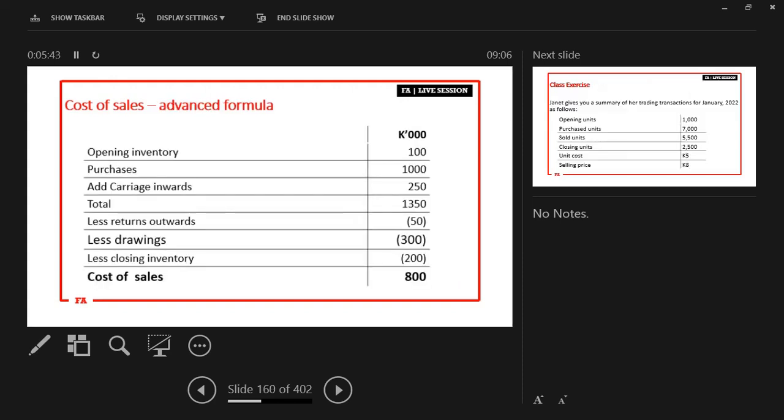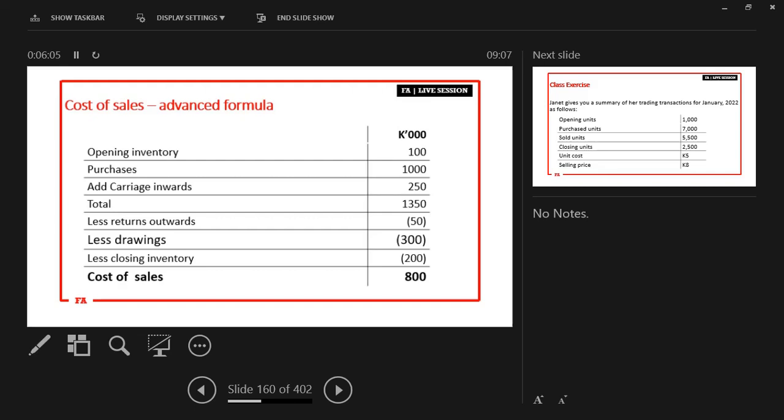Okay, so I think I had a question or so, but let me proceed to the formula that looks a bit populated. So we are introducing now, in this formula, other items. What other item are we introducing? The first one is carriage inwards. Yes, you can ask a question.